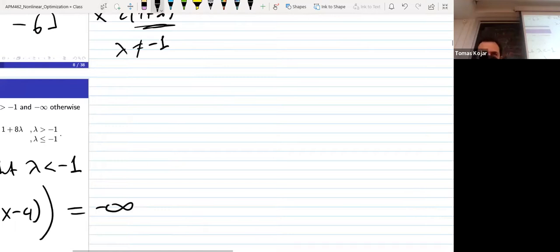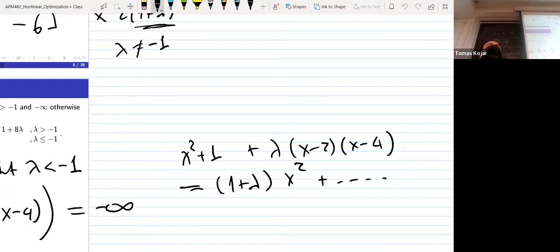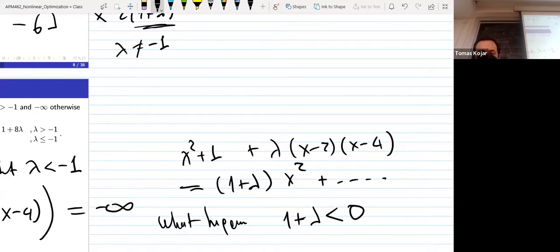So what you do is you have x squared plus 1, and then I have plus lambda (x minus 2)(x minus 4), right? Isolate the dominant term, which is (1 plus lambda) x squared, and then lower order terms. Okay? What happens when 1 plus lambda is negative and x goes to plus infinity?